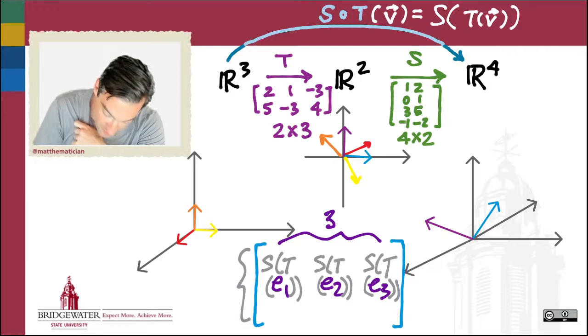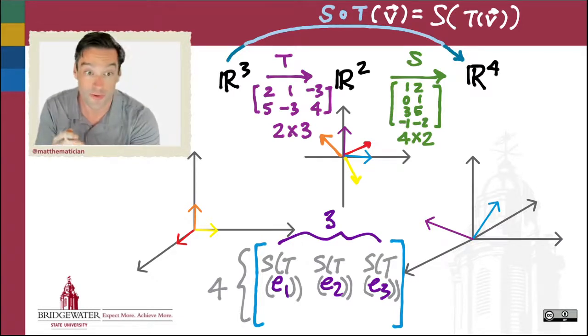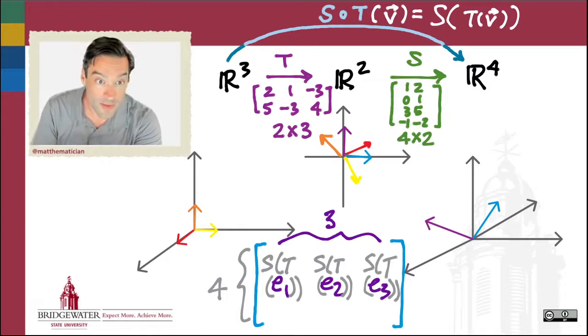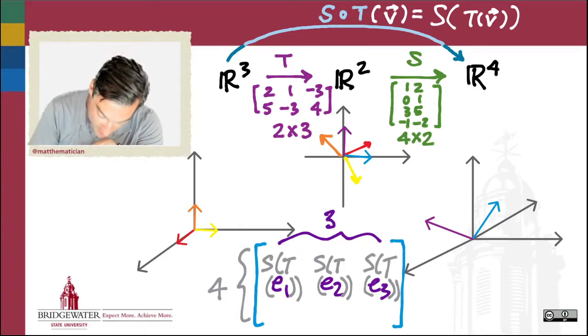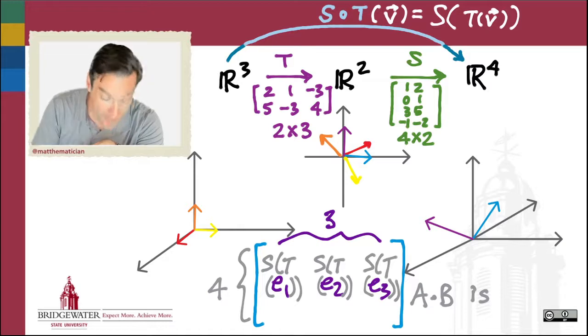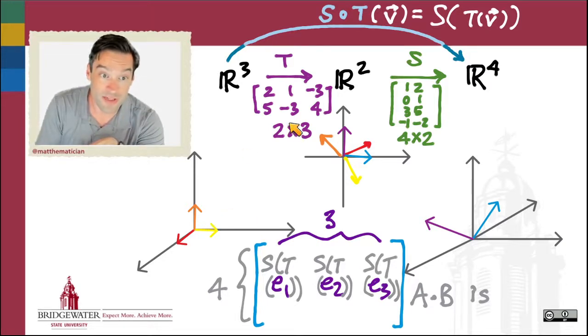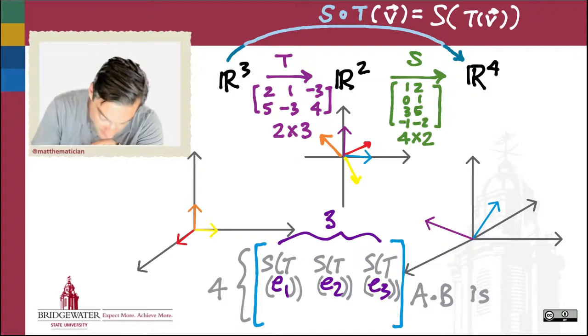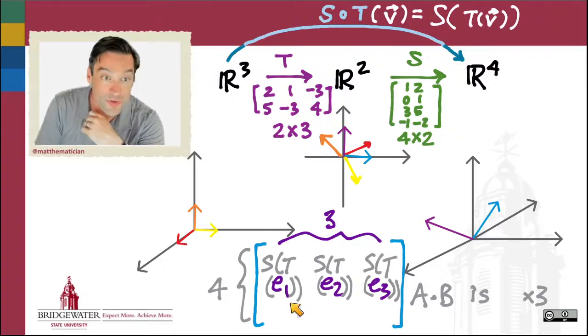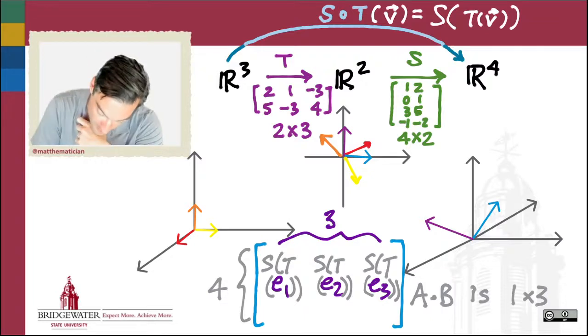And each of those is going to be a vector in four-dimensional space, so it's going to have four components. Ultimately, my composite matrix, the product matrix A times B, is going to have as many columns as the domain of T did. So it's going to have as many columns as B, which is three columns. And it's going to have as many rows as the codomain of the S transformation, which is the number of rows in the S matrix over here, which is 4.